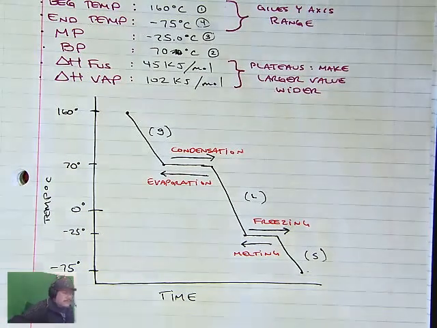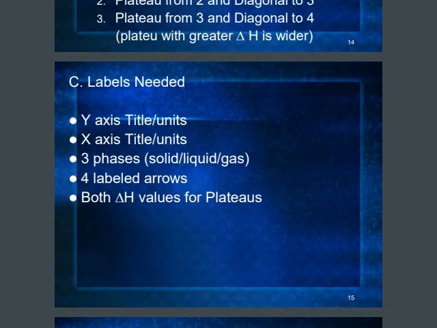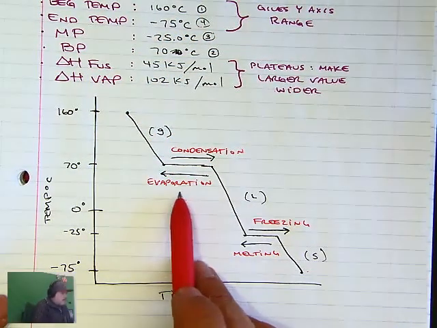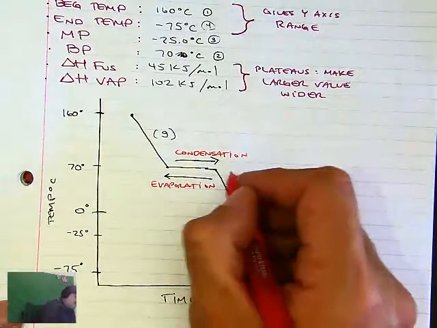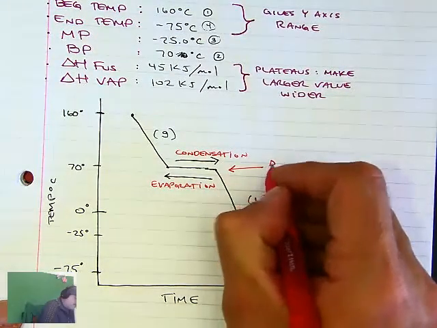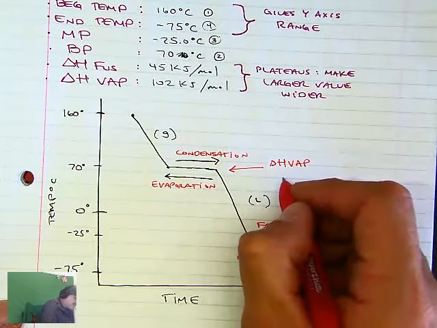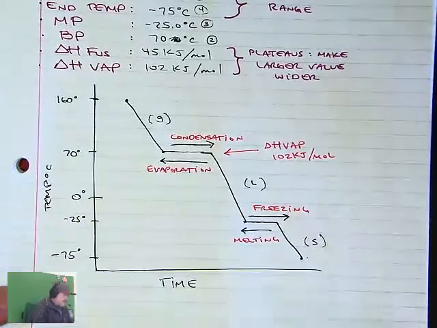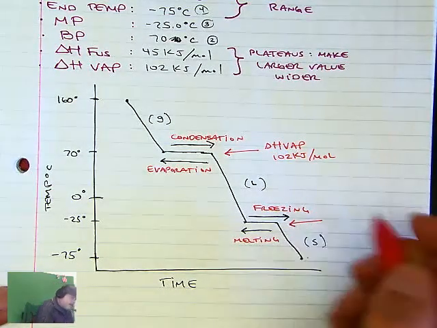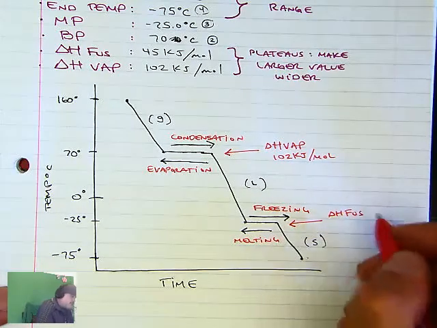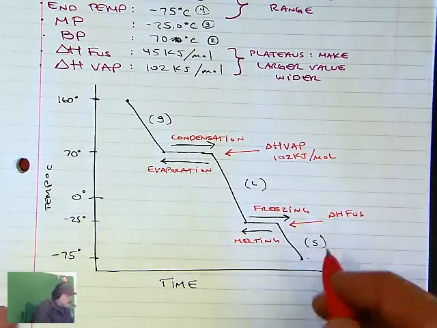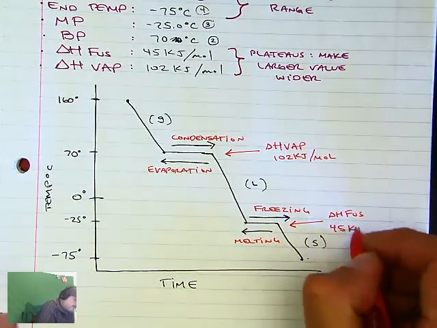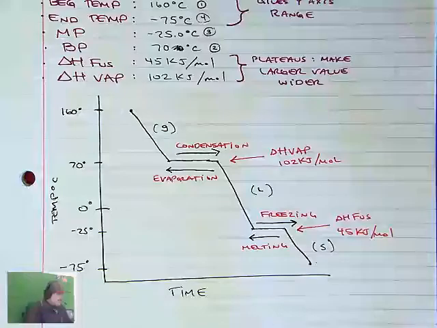Okay, as far as what else do we need to do? Both delta H values for plateaus. Okay. Once you write the arrows, just remember that when you see that word vapor, that kind of signifies to you that's the plateau for delta H of vaporization. Delta H vaporization, and in this case it was 102 kilojoules per mole. And then I labeled this one over here. That's my other plateau. That's the delta H of fusion. Fusion always connects solid to liquid, so that's why it's always lowest on this diagram. Okay, if that kind of makes sense. 45 kilojoules per mole. And I think we're done.